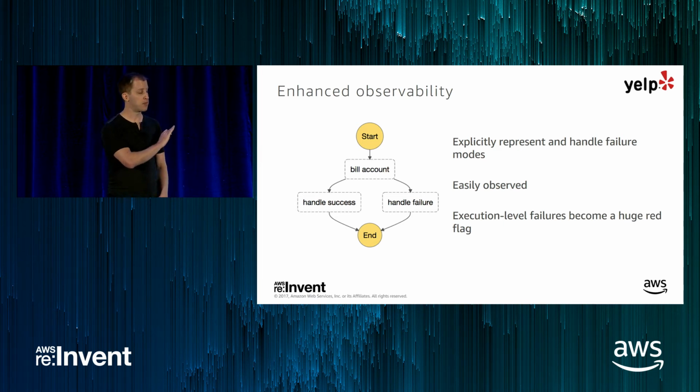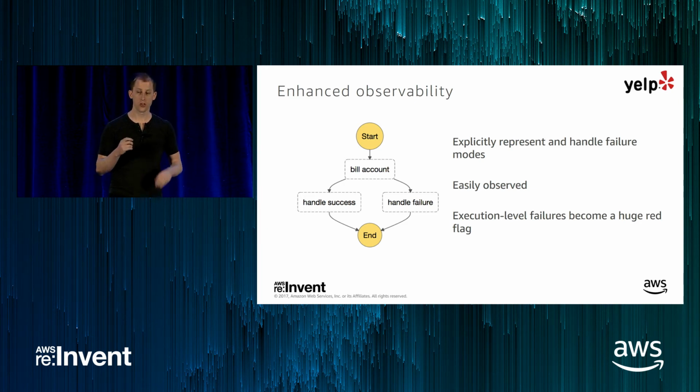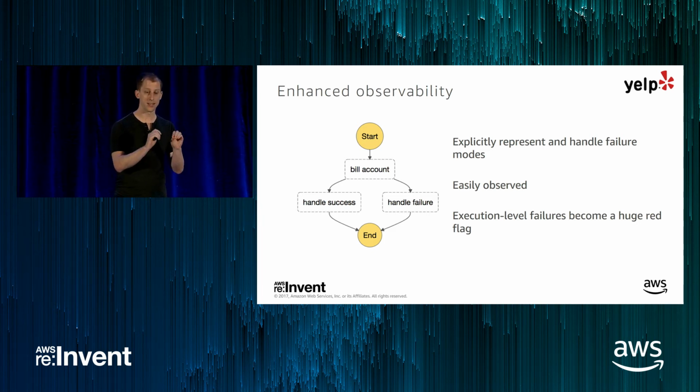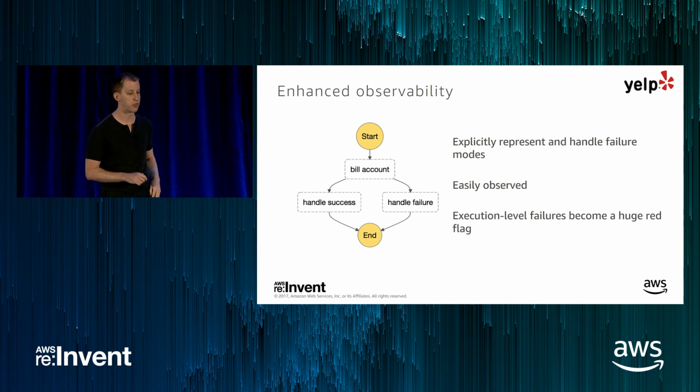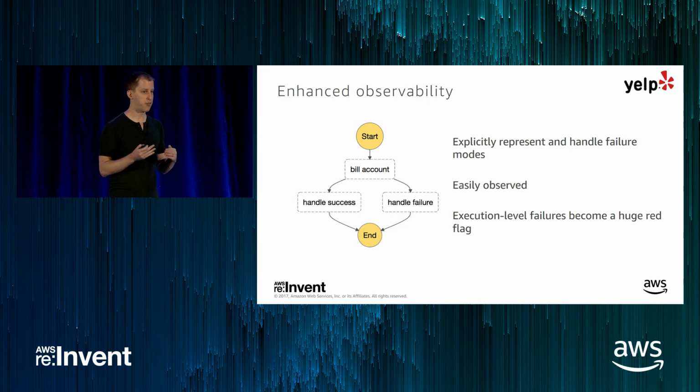So we were able to explicitly handle success and failure modes, and we were able to represent those in the workflow itself. So this gives us a nice way to start to detangle all of the responsibilities of bill account. We're able to pull out things like retries, things like timeouts, things like what do you do in the success or the failure case, out of that single mega function and into these other activity tasks or the Step Functions workflow itself. And maybe most importantly, we now have failure at the granularity of a single account.